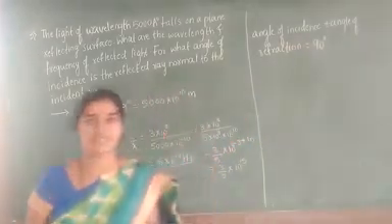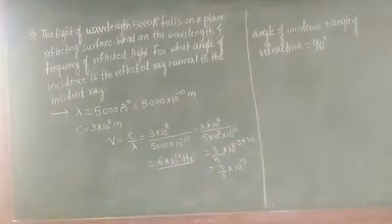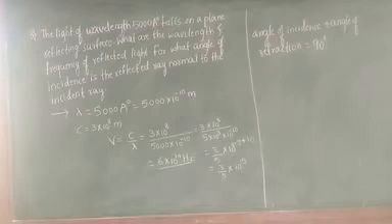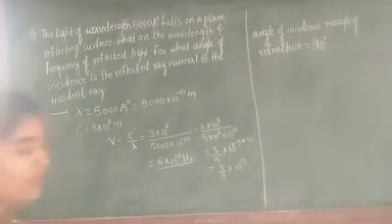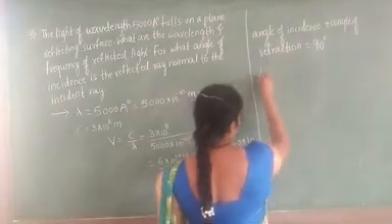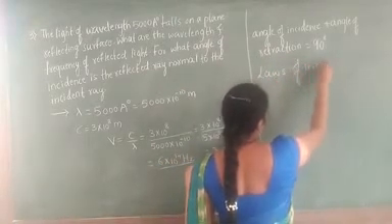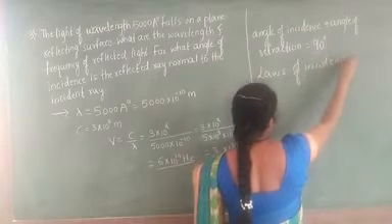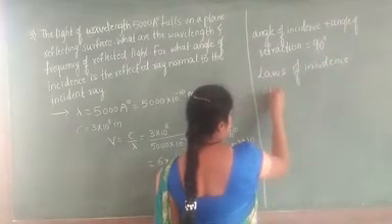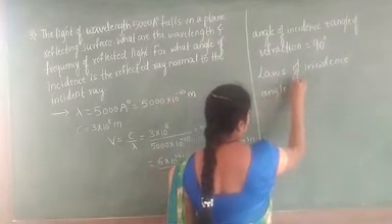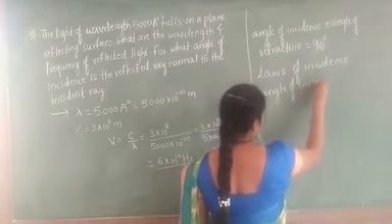According to the question, we are considering the angle of incidence plus the angle of reflection is equal to 90 degree. Now next we can tell that the angle between the incident ray and the reflected ray is also 90 degree. From the law of reflection, the angle of incidence is equal to the angle of reflection.